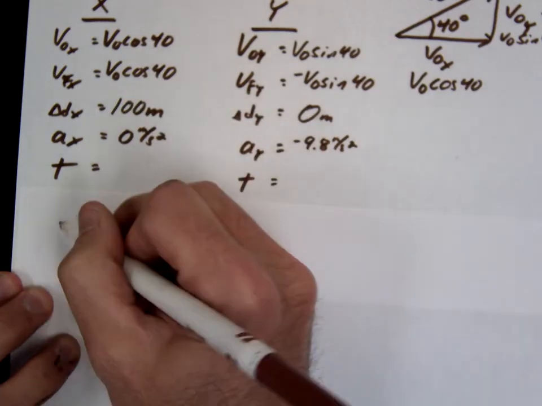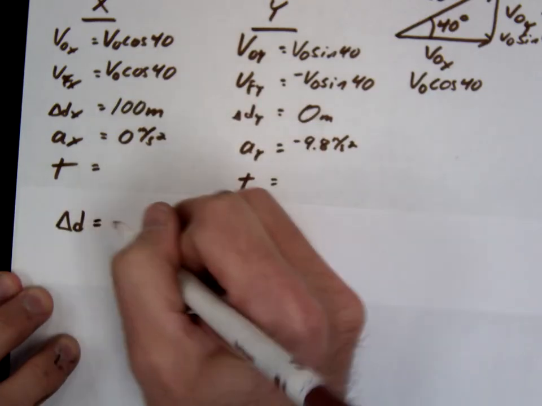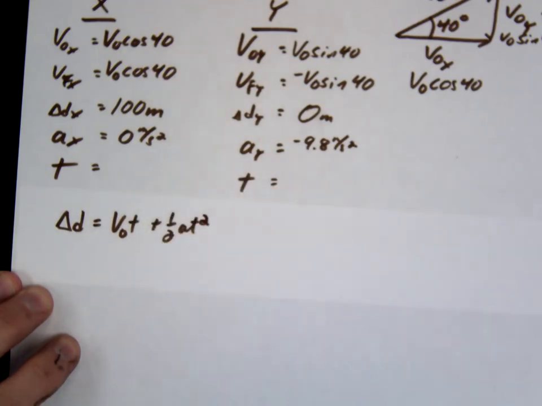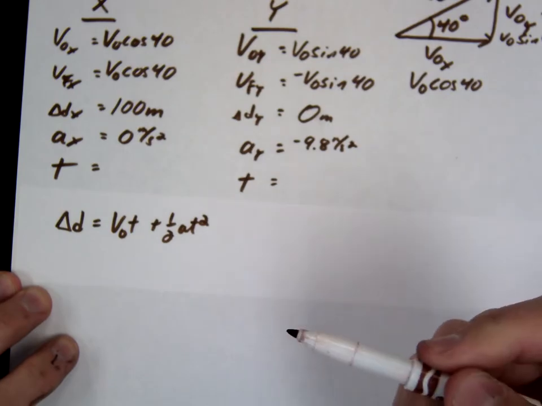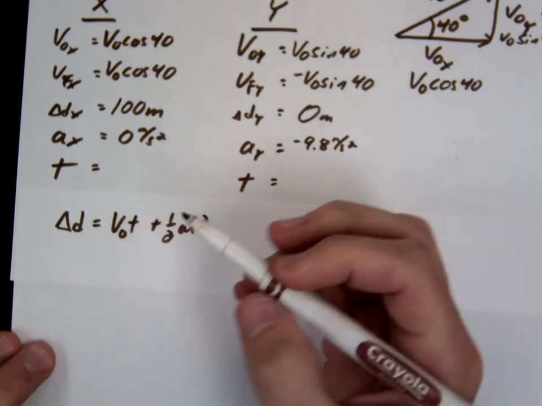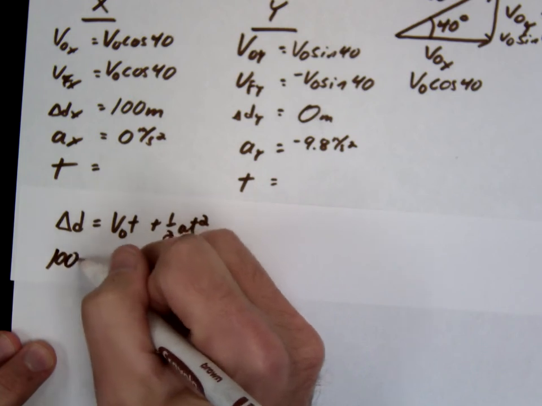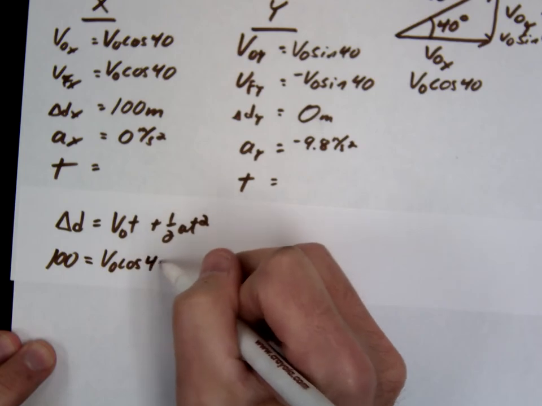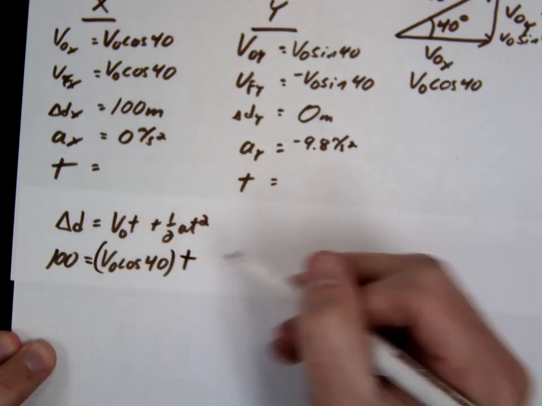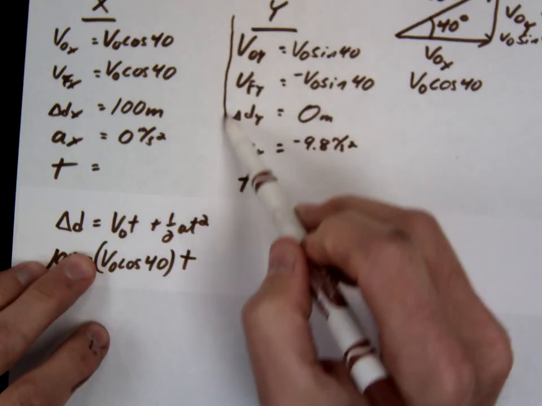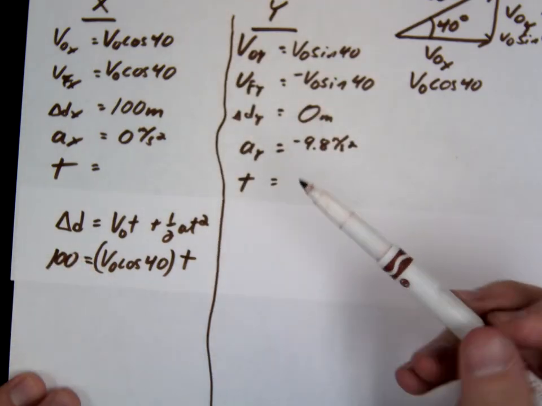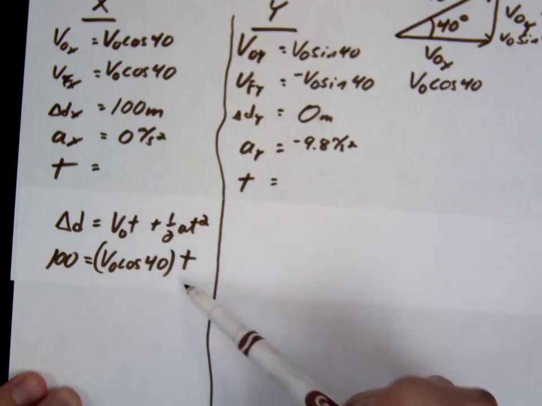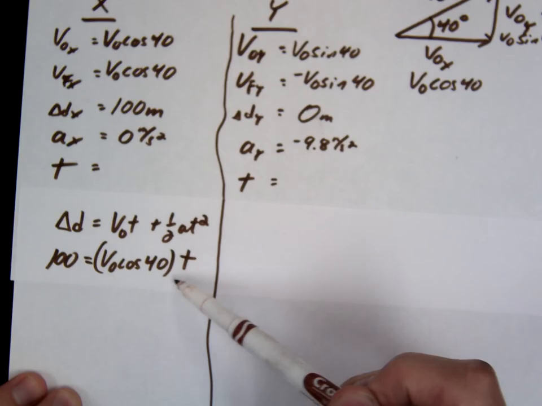So the first one we'll use is the one that we always use. And remember, we're going to be doing this on the x side, so only x variables. So this is going to be 100 equals V0 cosine of 40 times time. So that's going to be my x equation. 2 unknowns though, V0 and t. We can't solve it, but we have 2 unknowns.